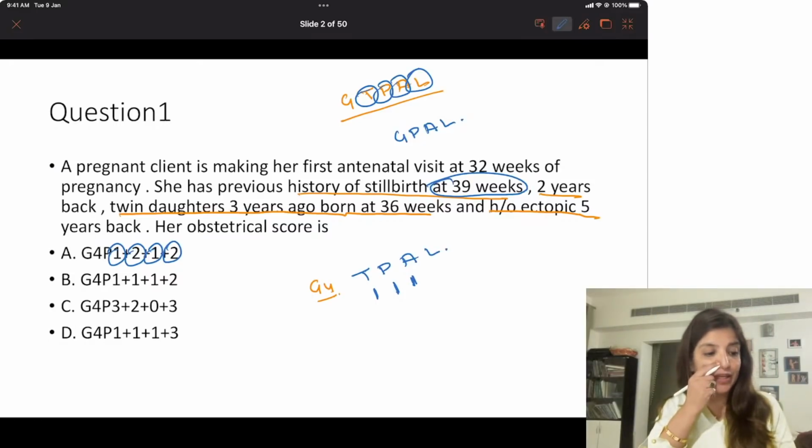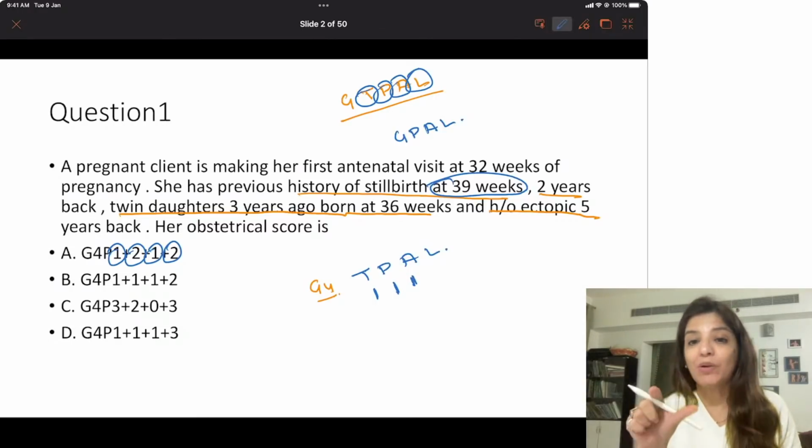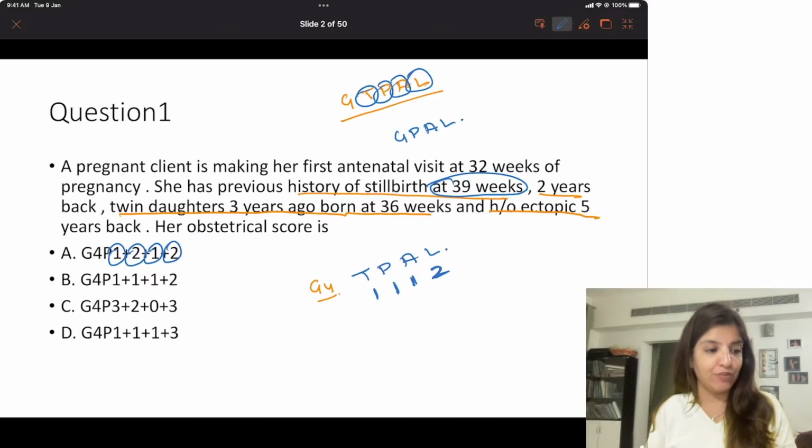I can see so many answers over here that I'm really confused what has happened to all of you. Now, number of living children. Stillbirth will not come in living children. How many living children does she have? She has twin daughters, so 2 living children at present. I don't know why you people are confused.